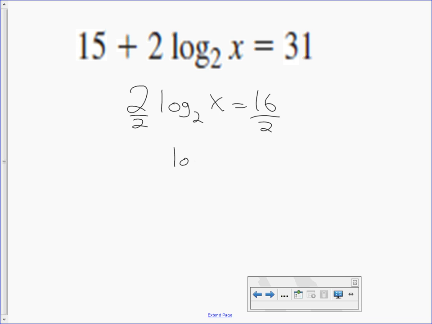Now you have the log base 2 of x equals 8. Now you do the 2. X equals 2 to the 8th power. Good work. It's not that scary, is it? It's scary-ish. 2 to the 8th. Yeah.